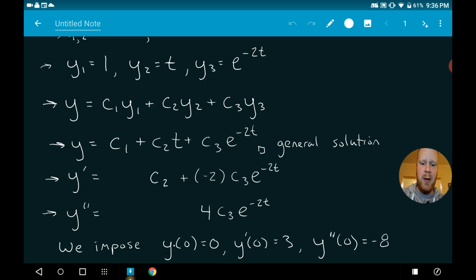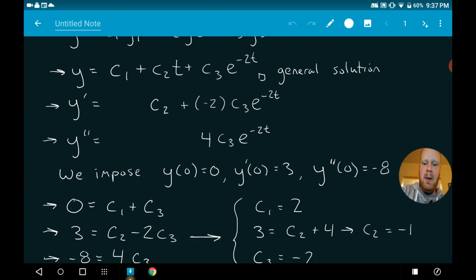So in the original problem, we were given that y of 0 is equal to 0, y prime of 0 is equal to 3, and y double prime of 0 is equal to negative 8. Once we plug these in, for example 0 for my t, that's going to eliminate some of these e terms and turn them into 1s. It'll eliminate this t term here, but the equations that we get look like this.